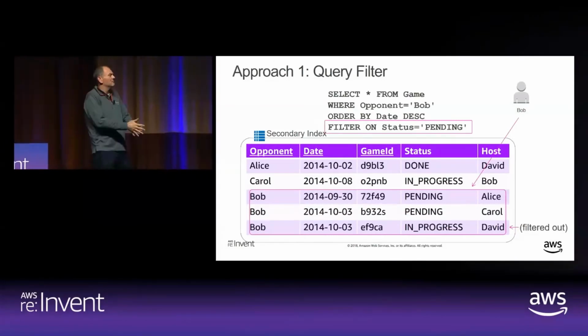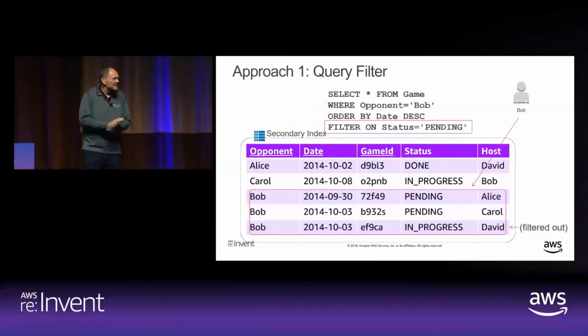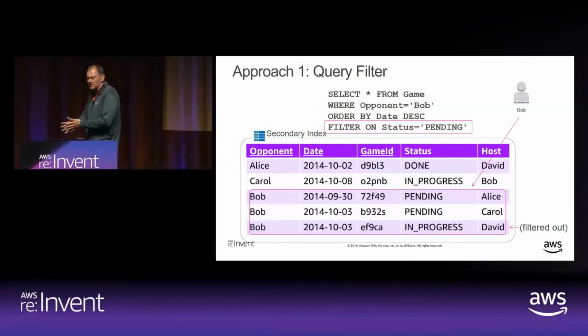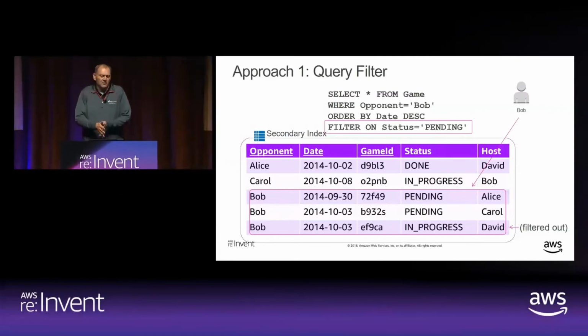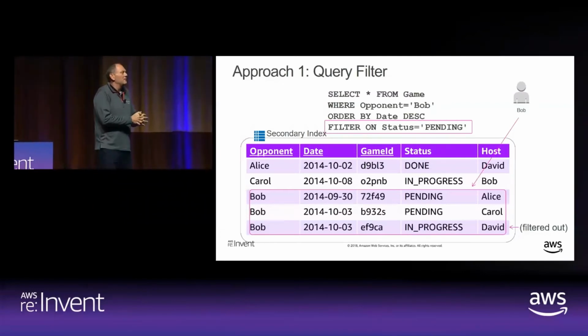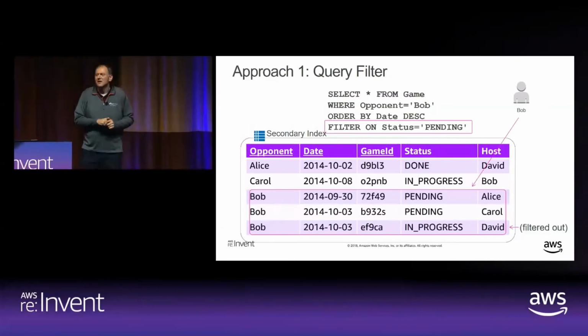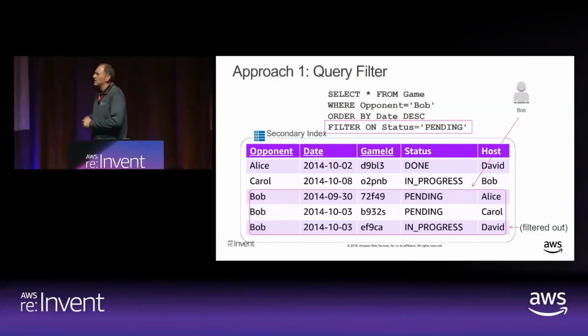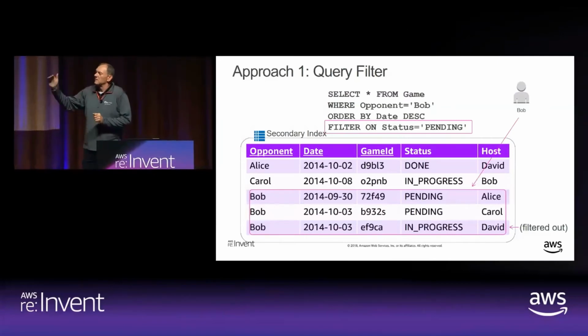So game invites, whatnot. In this particular case, I might have a table that is partitioned on the opponent, that is sorted by the date. And if I want to get all of the sessions for user Bob sorted by date and filtered on pending, DynamoDB can support this because we give you two key conditions that you can actually evaluate. Two range queries. The first one applies to the sort key.